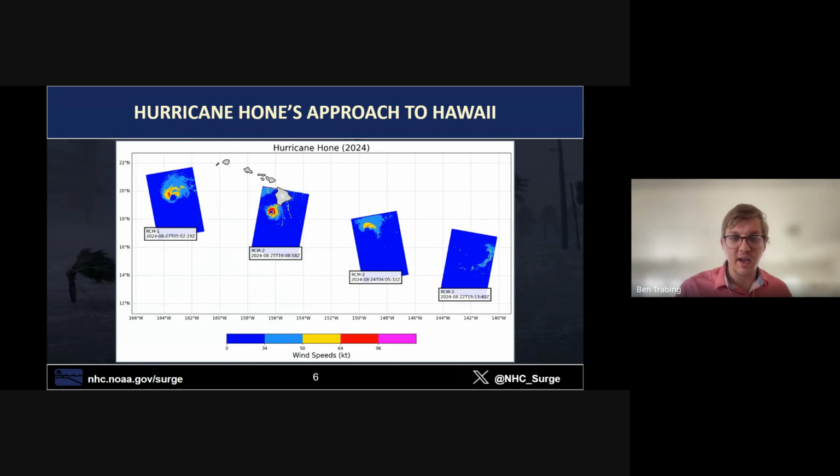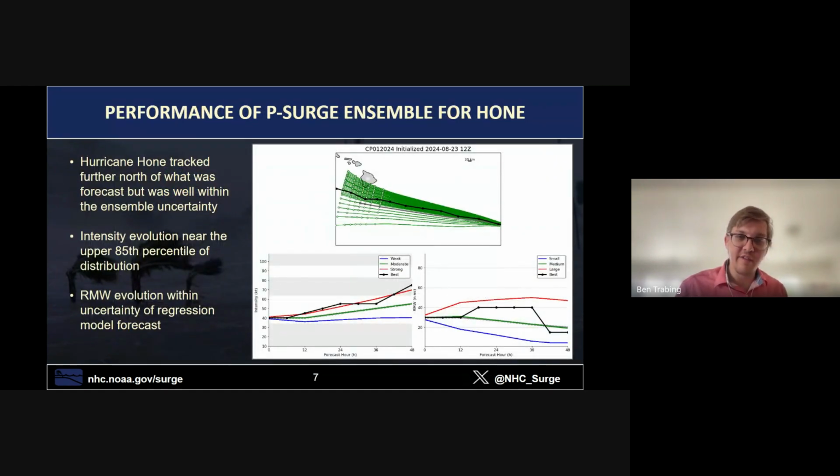And so if we go to the next slide, we were able to validate how well the ensemble did, as well as the actual exceedance values. This is the track evolution for one of the forecasts on the top. The bottom left is the intensity forecasts, the 3 different members, as well as the black being what was actually observed. And the bottom right is the RMW, 3 different members. We're really happy with how the ensemble overall looked. The track was pretty much always within that ensemble, looking at all the different forecasts.